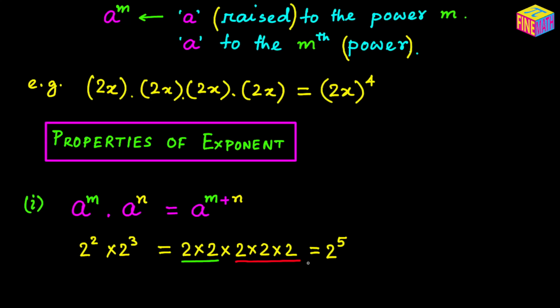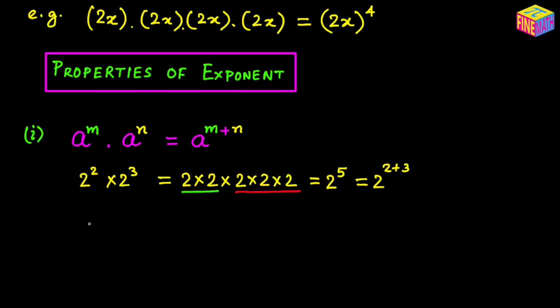Now you see, where did this 5 come from? Well, actually it's 2 of the 2's from the first factor and then 3 of the 2's from the second factor. So that 2 plus 3 becomes 5, because we have so many factors now, right? So we can write it as 2 to the power 2 plus 3.